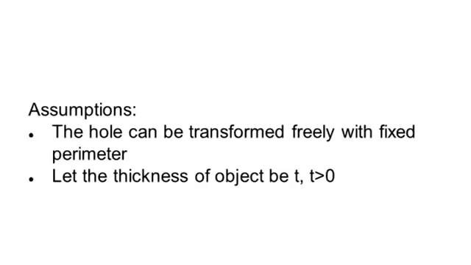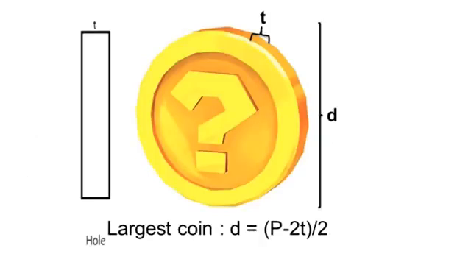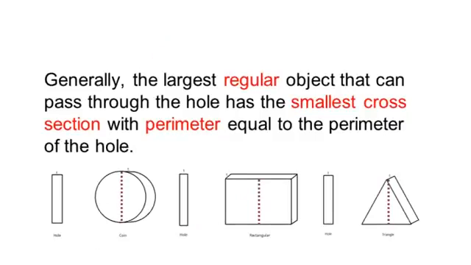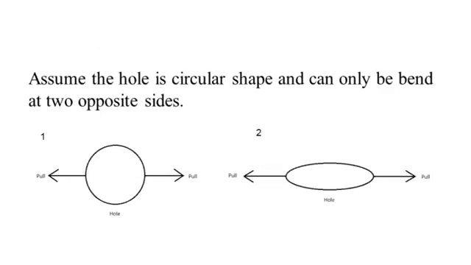And next, we want to be more realistic, so the object has a thickness t, where t is larger than 0. And here's the general equation for the coin that will have a thickness t, and the largest diameter of the coin will be (p minus 2t) over 2. And generally, the largest regular object that can pass through the hole has the smallest cross-section with perimeter equal to the perimeter of the hole.